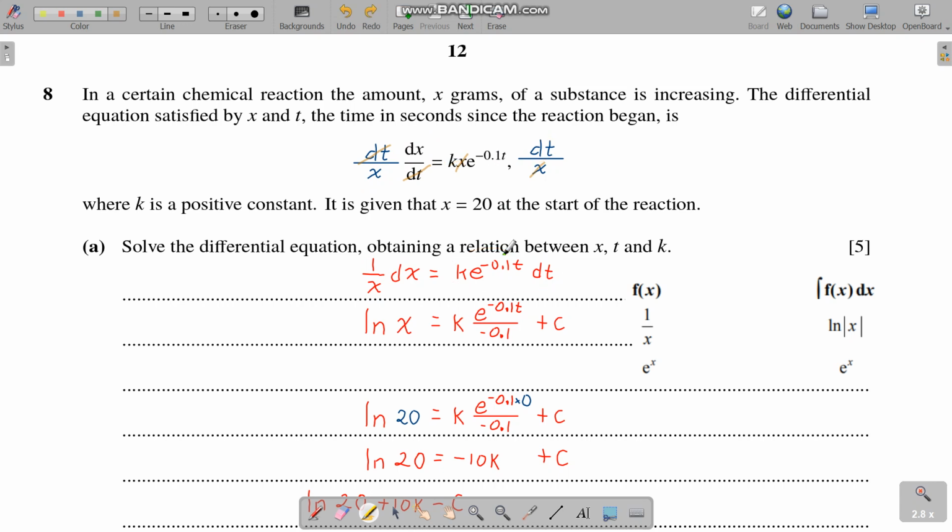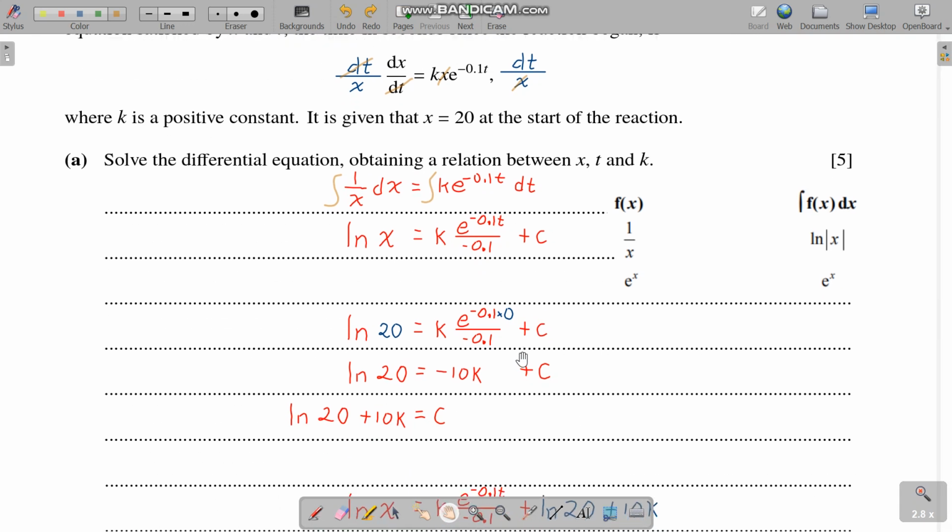Alright, so the next step is to integrate both sides. For the integral of 1 over x, just look at the MF19, we get ln x, ignoring the modulus sign. And for the integral of k e to the power of, we use this. So we get e to the power of exactly the same thing, divided by minus 0.1 because of the chain rule.